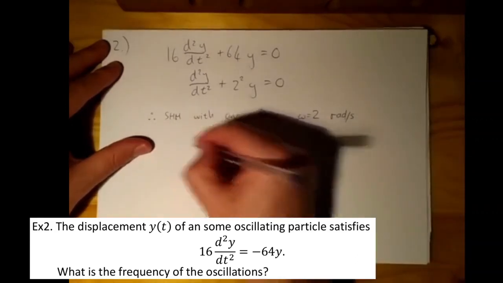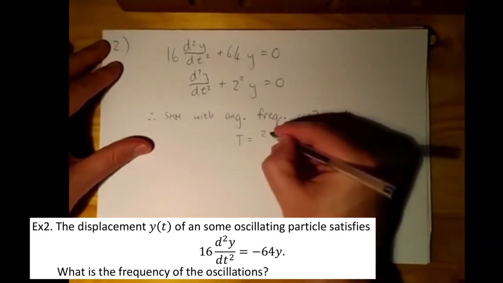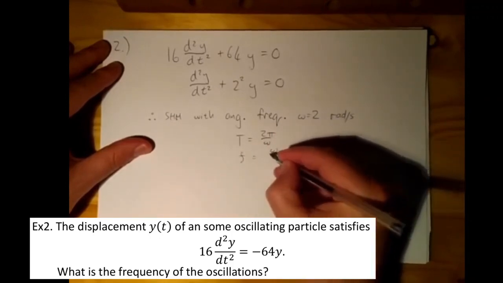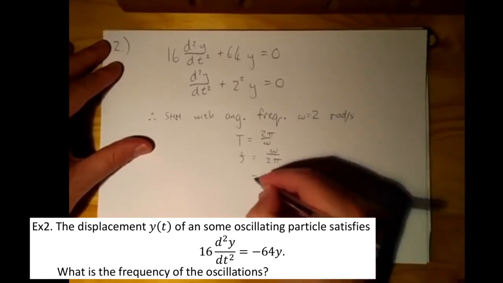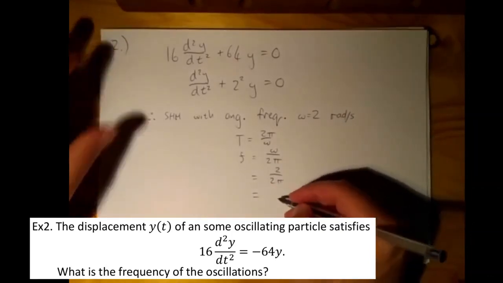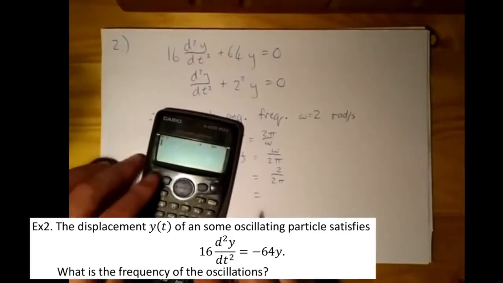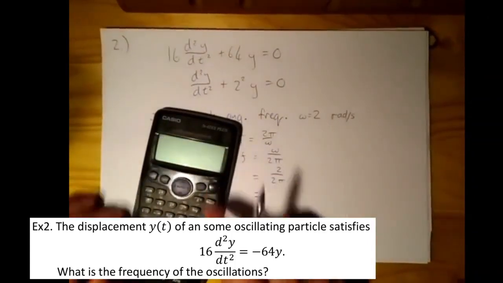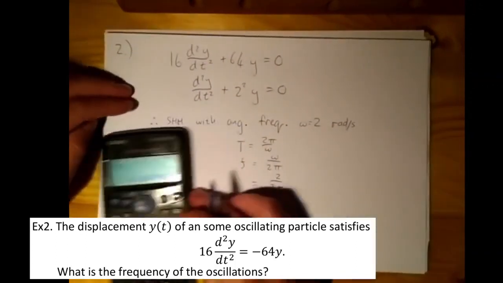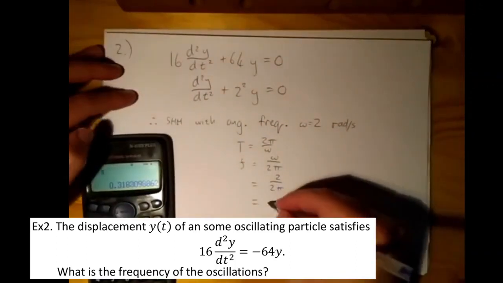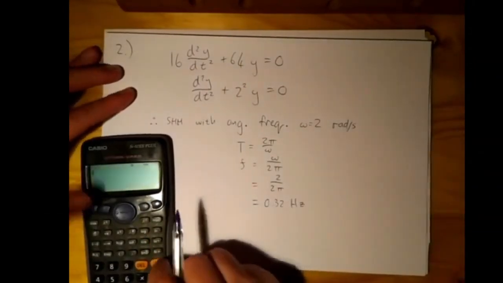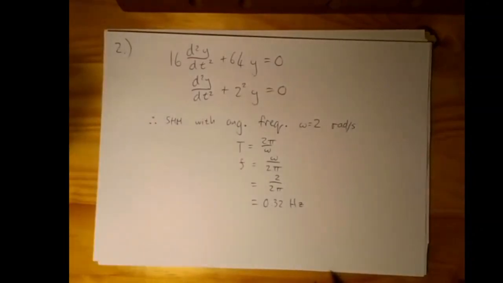And we know that the period is 2 pi over omega. So frequency is omega over 2 pi, which is 2 over 2 pi. In other words, what is that? 1 over pi. So 1 divided by pi, okay, so 0.32 hertz. So 0.32 of an oscillation every second.